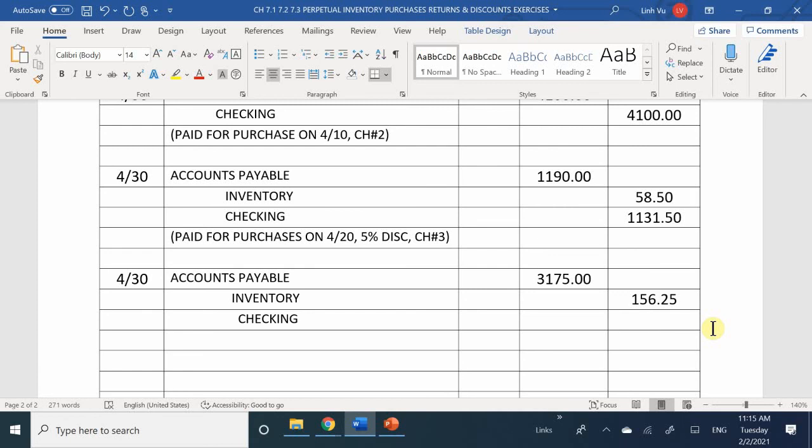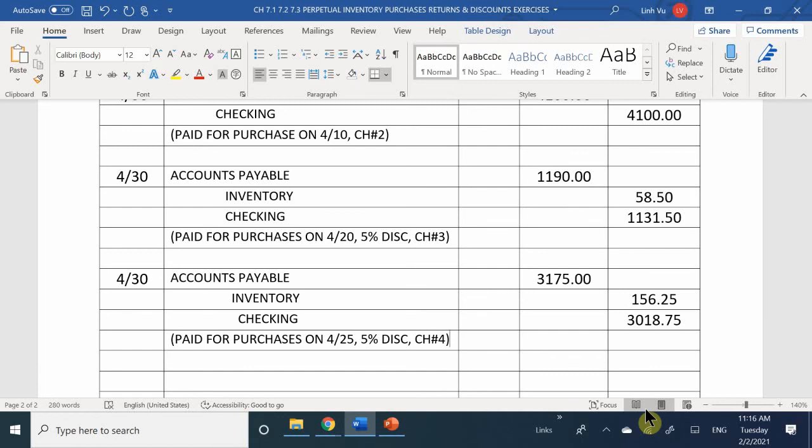$3,018.75. Yep. Okay, good. So again, I'm going to also write here that I paid for purchases on 4/25, 5% discount, and I paid with check number 4.